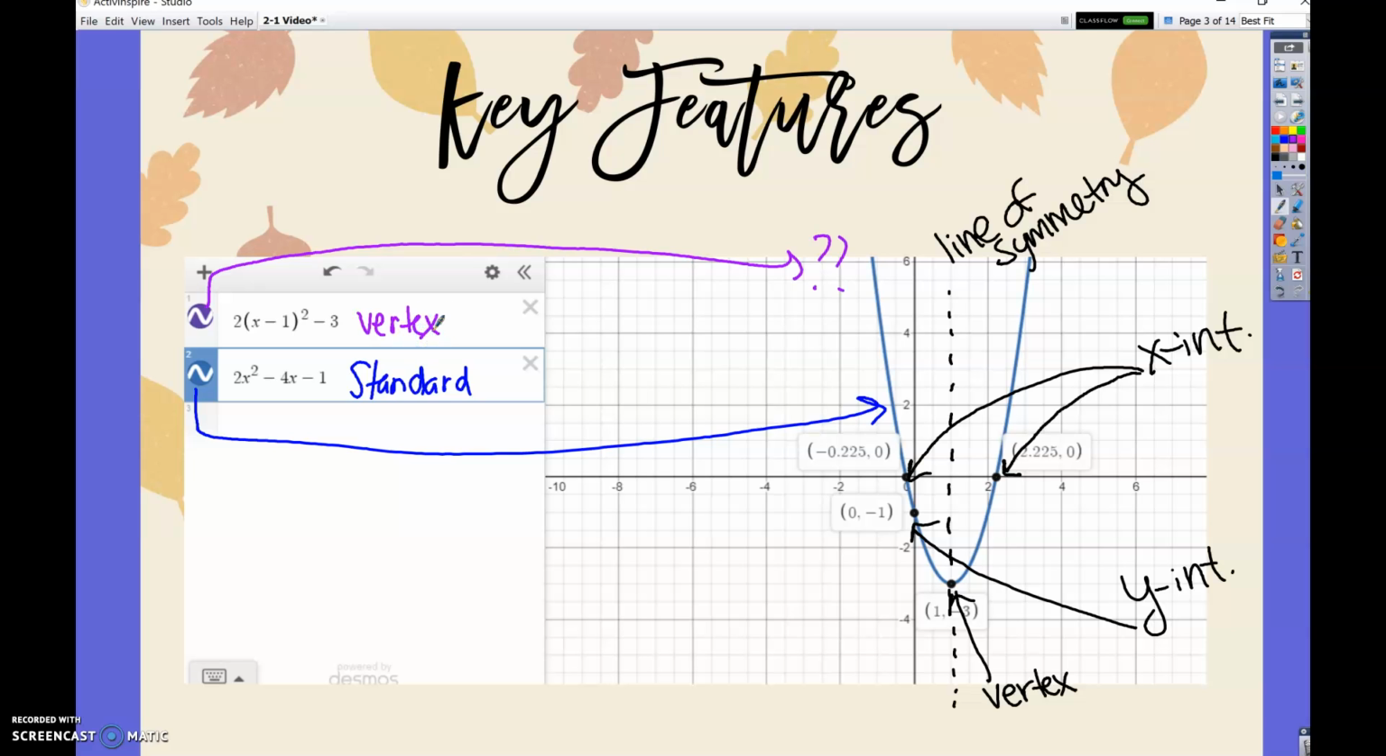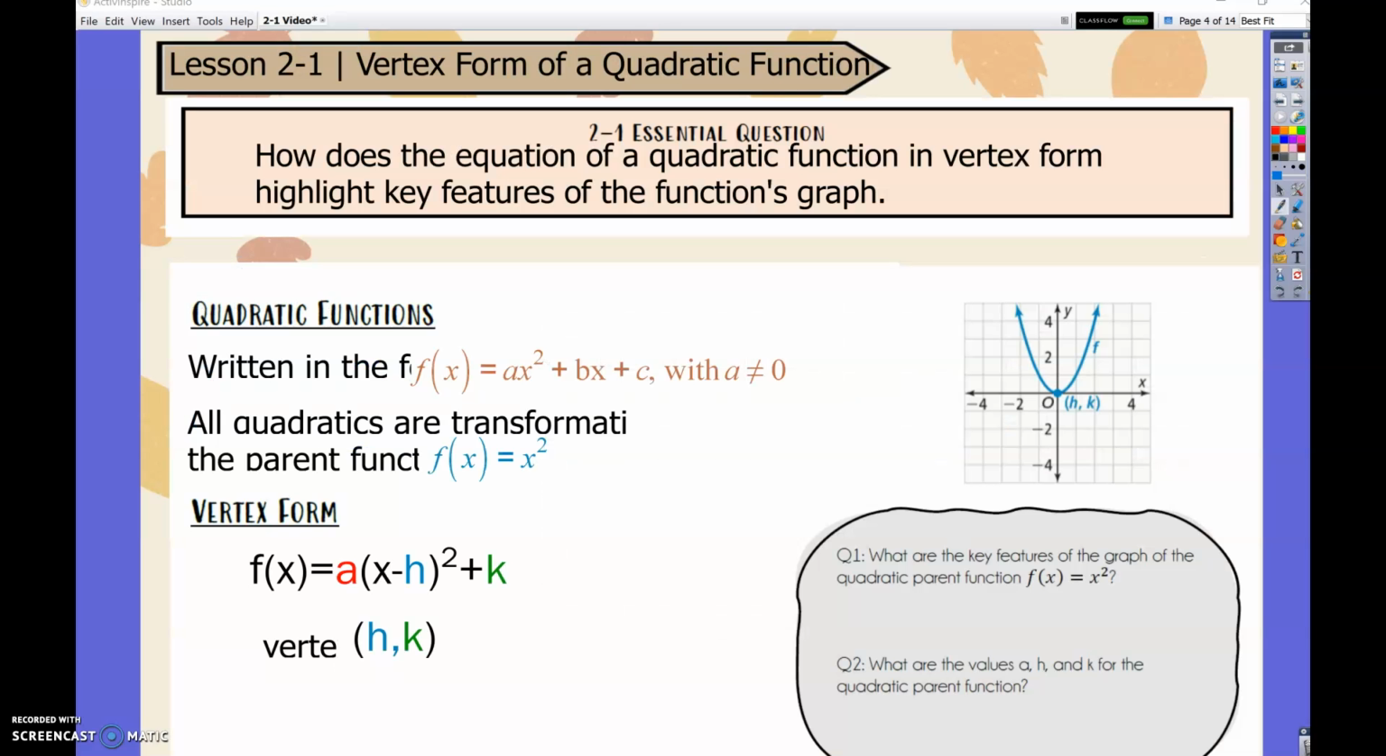We're going to find it important to use the vertex form and the standard form of the parabola to find these key features. But again, note I've only graphed one parabola. I just have 2 various forms of the parabola at this time. The essential question in 2-1 is how does the equation of a quadratic function, remember that's just a parabola, in vertex form highlight key features of the function's graph?